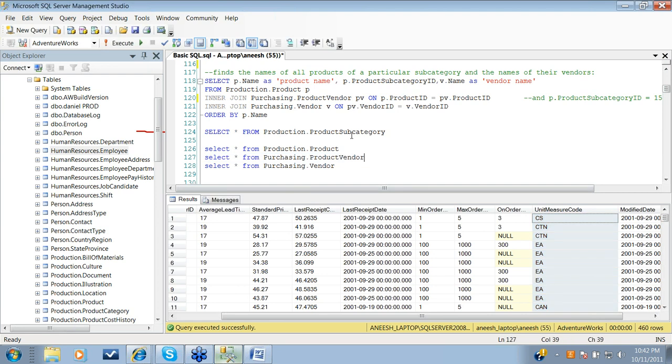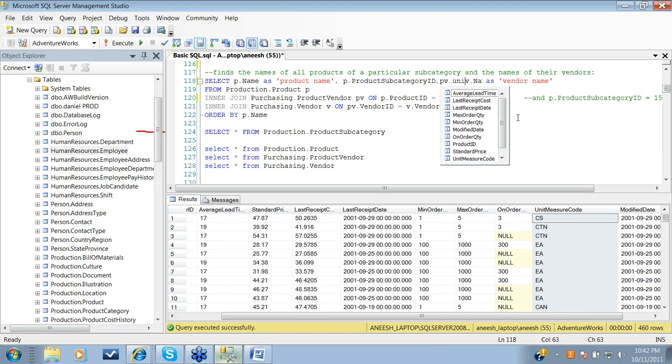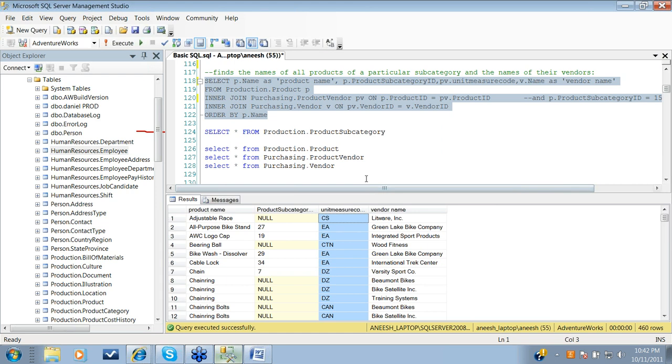Unit measure code. Okay, I want to include the unit measure code. Certainly I can do that. So pv.unit, where is it? pv.unit measure. Okay, here we go. So this information is coming from the middle table too. What do you guys think? Now we are inner joining, or trying to link, 3 tables using 2 inner joins.